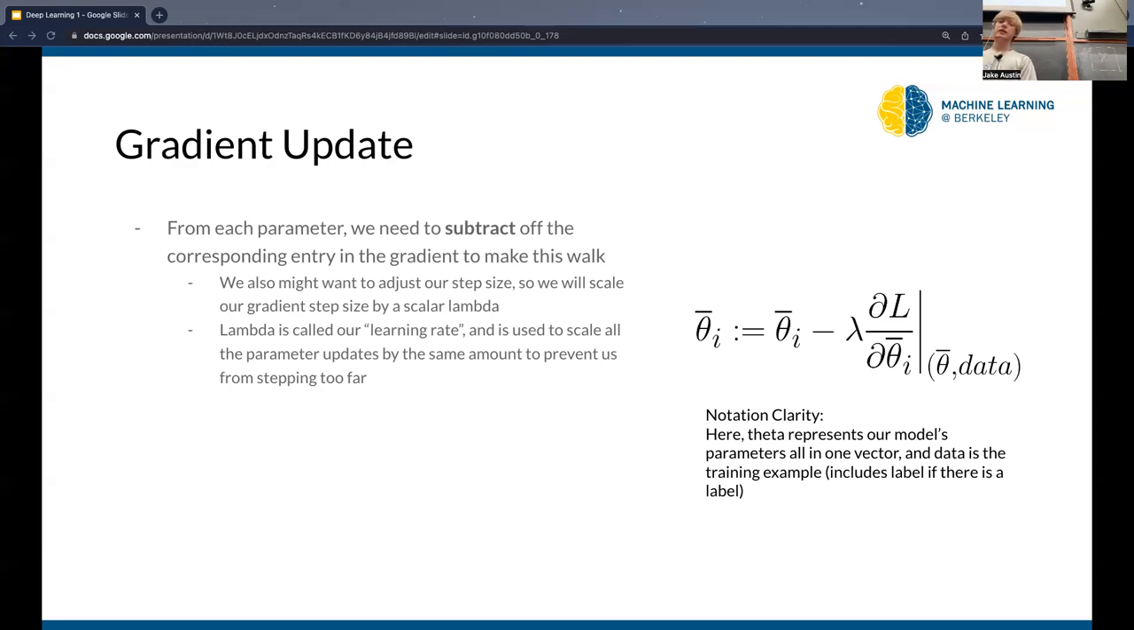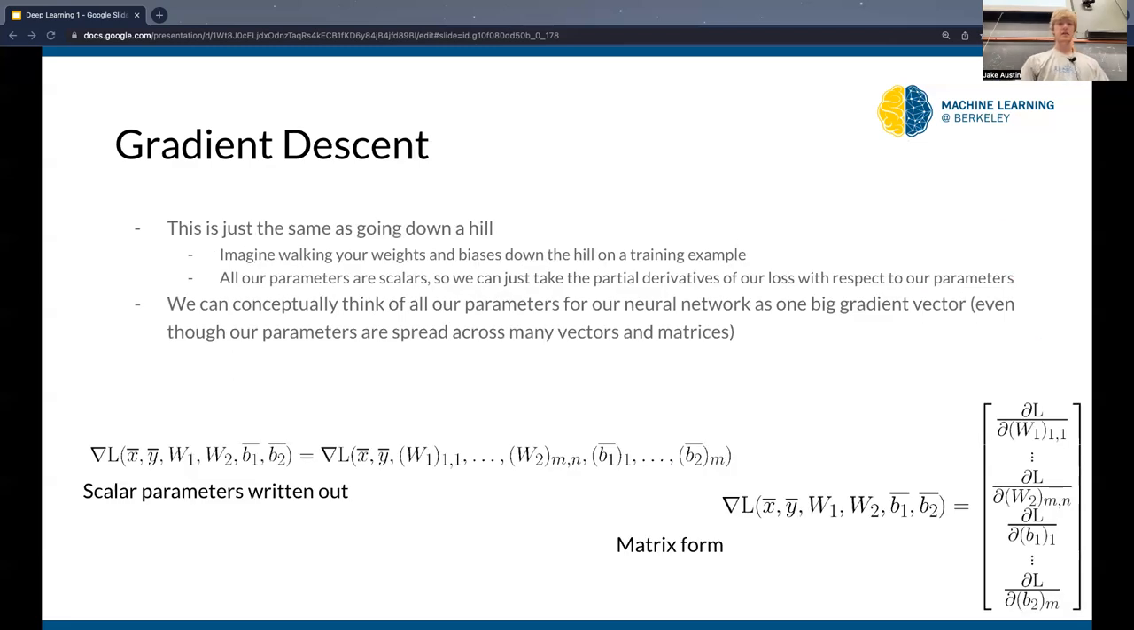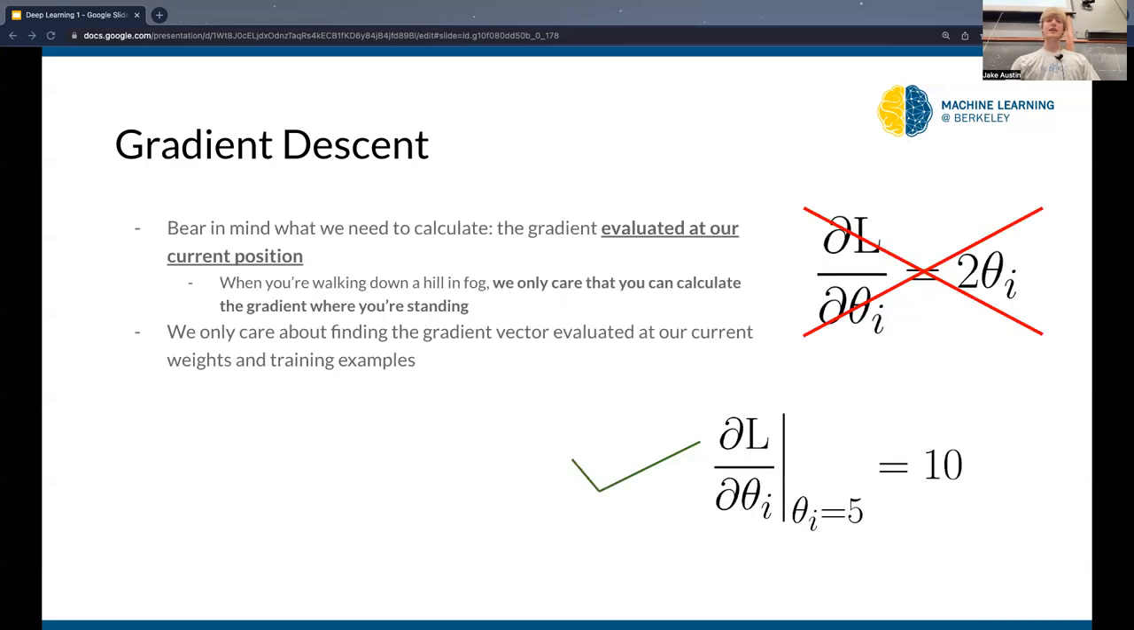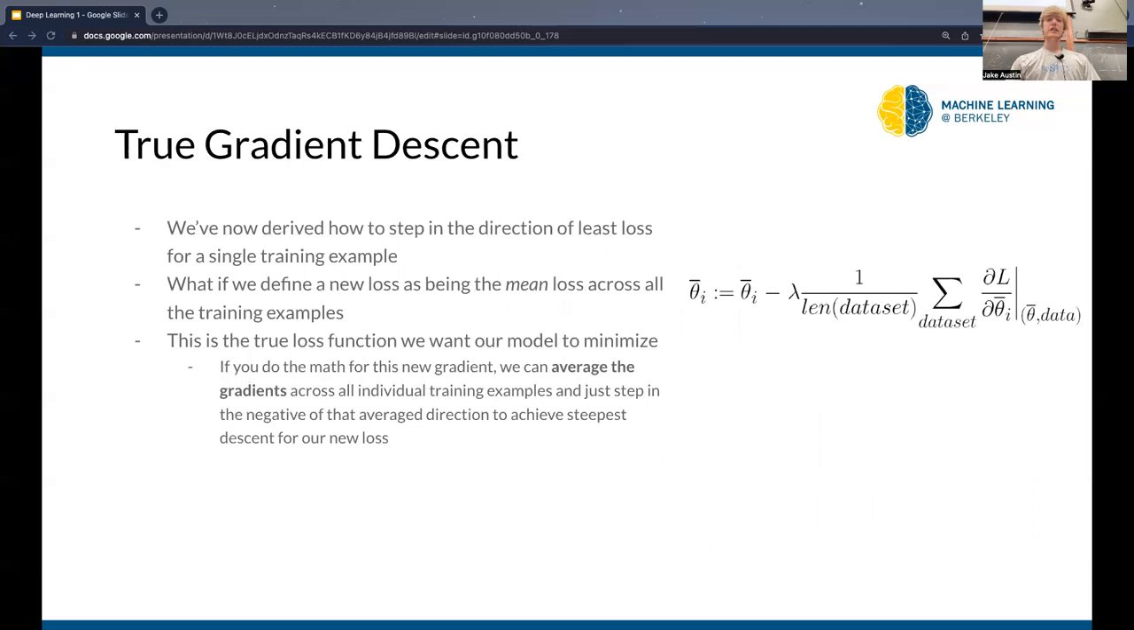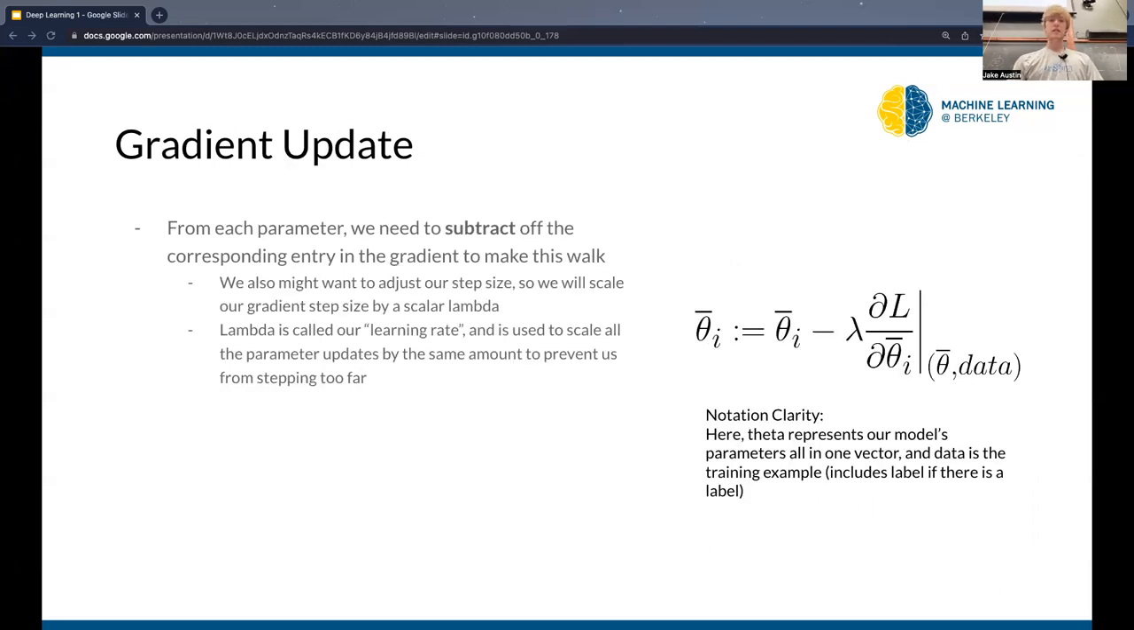And again, it effectively boils down to just taking the gradient of our loss function, L, with respect to all of our scalar parameters, which hopefully is not substantially different from things you've maybe seen before in vector calculus. Only now there are a lot more inputs. But it is still the same thing at the end of the day. So this is how we make a gradient update.